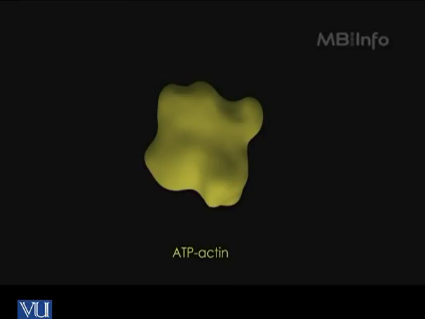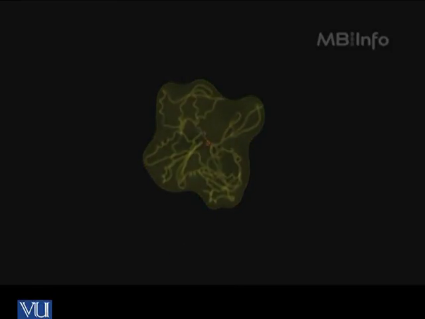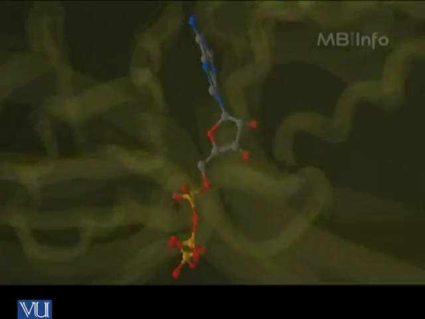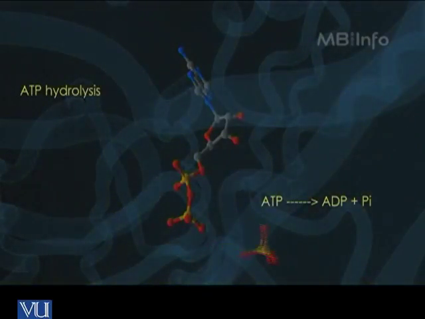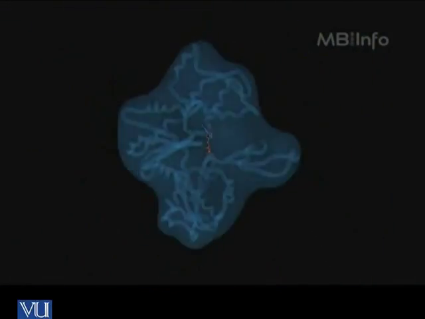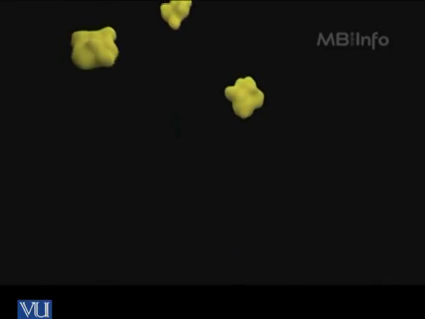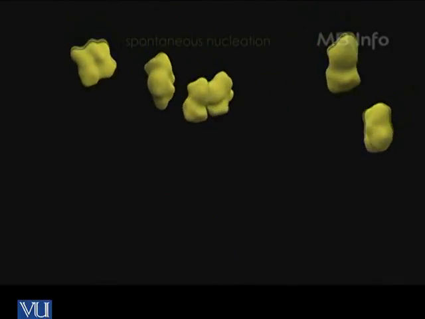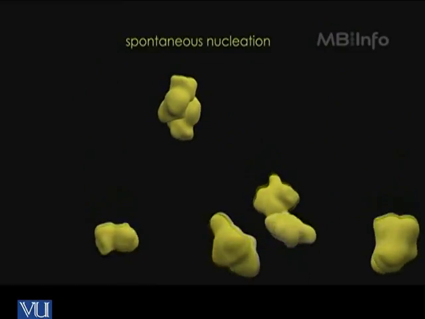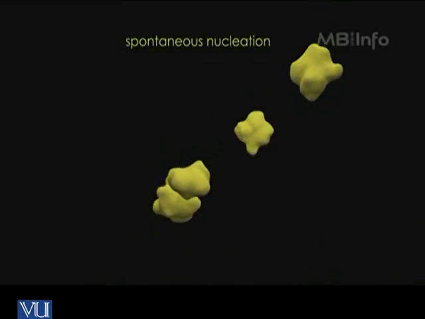Now it is ATP actin. Remember, it is in yellow color. So once the G-actin hydrolyzes ATP, now it is in blue color. So ADP actin is blue and ATP actin is yellow. So these are monomers. They have ATP bound to them.